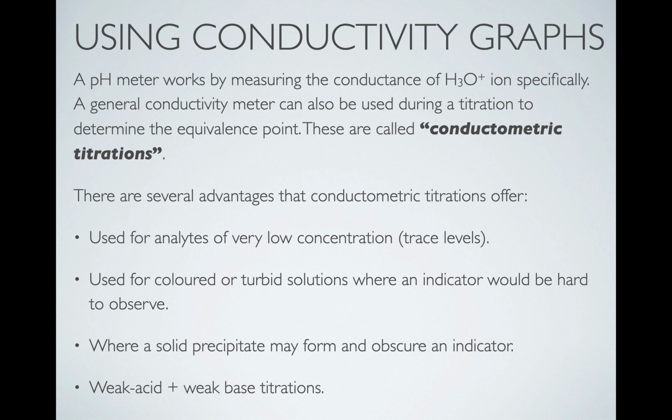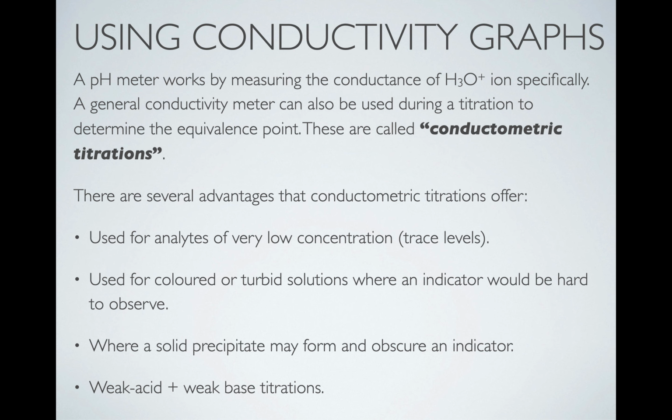Now, there's several advantages to doing conductometric titrations over other titrations, the ones that we've already learnt, direct titrations. Okay, they're very good for our analytes that are at very low concentrations, so trace levels. So the direct titrations, we're looking at solutions that are about 0.1 moles per litre or 0.01 moles per litre. They're not going to deal with 1 times 10 to the negative 6 moles per litre, whereas conductivity will.